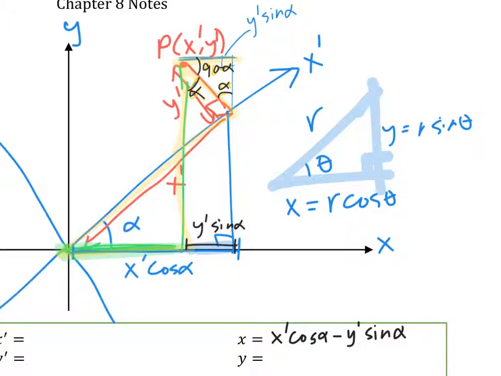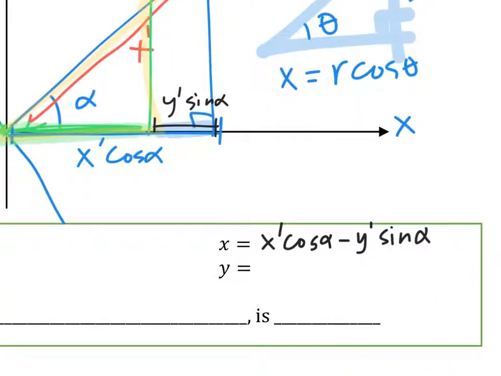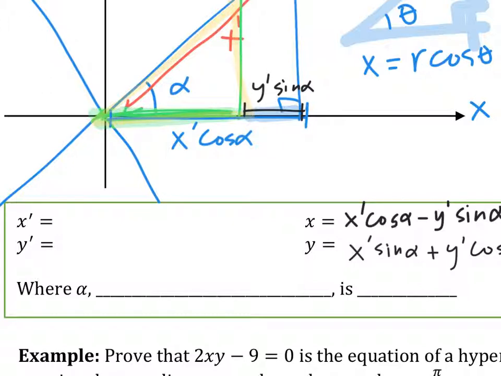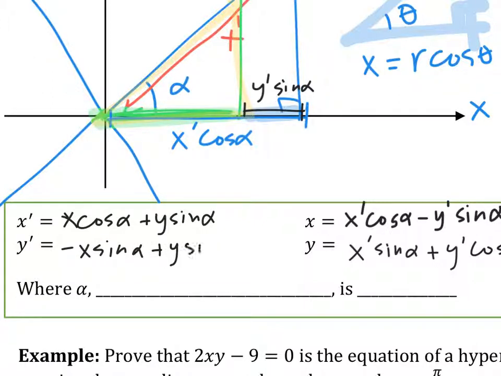It could be anything. All right, so let's just write the answer for y. That's going to be x prime sine alpha plus y prime cosine alpha. And then to go in the other direction, x prime is x cosine alpha plus y sine alpha, and then y prime is negative x sine alpha plus y cosine alpha.